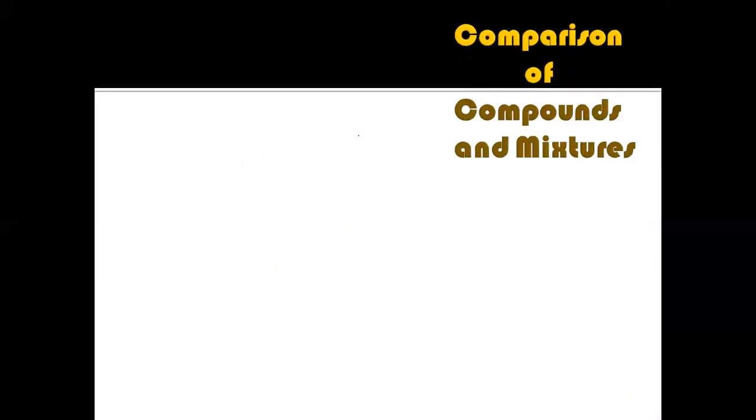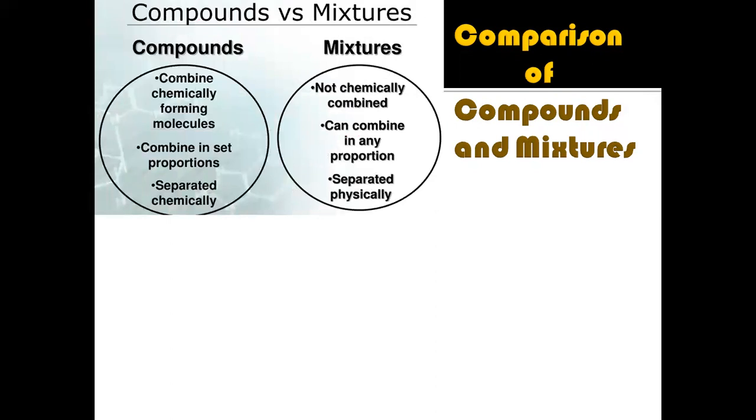If we see a comparison of compounds and mixtures, then you can see the differences properly. Compounds combine chemically forming molecules, but mixtures are not chemically combined. Number one, compounds form bonds, but mixtures don't form bonds. Compounds combine in set proportion, as many electrons as they need, so they combine with the other element or other atom. But here there is no chemical bonding, so no proportion of anything. In salad, you can increase or decrease the substances according to your choice. Here we cannot have the choice.